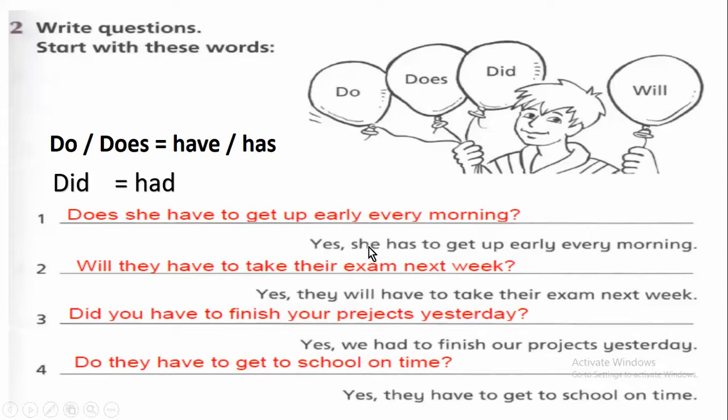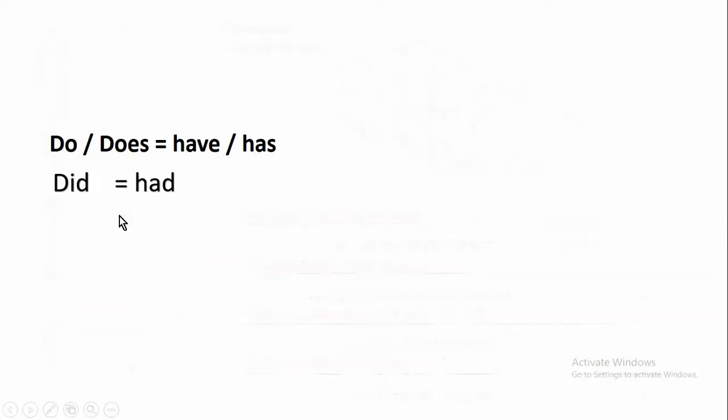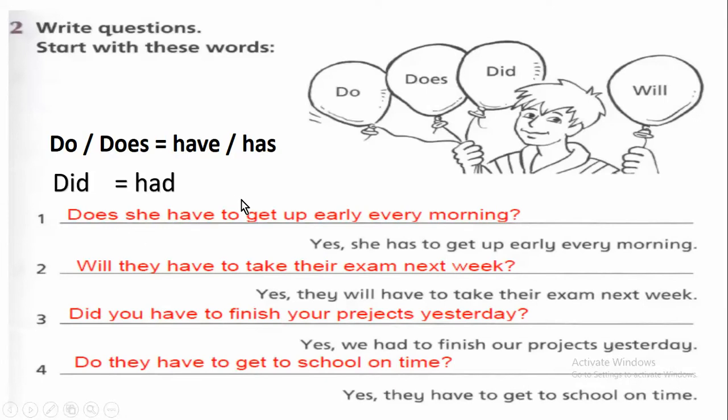All right. She has. The perfect question is, does she have? Does she have to get up early every morning? If we put does she have, because the sentence started with she has to, it becomes does she have to, and then the complement of the sentence.